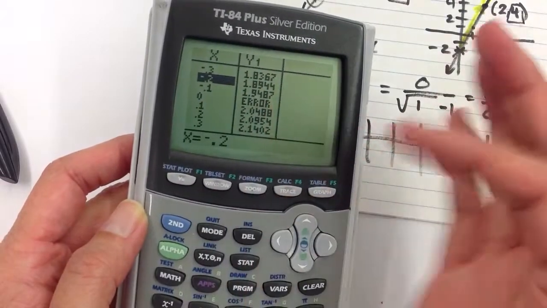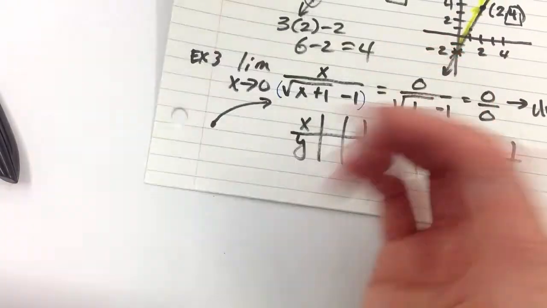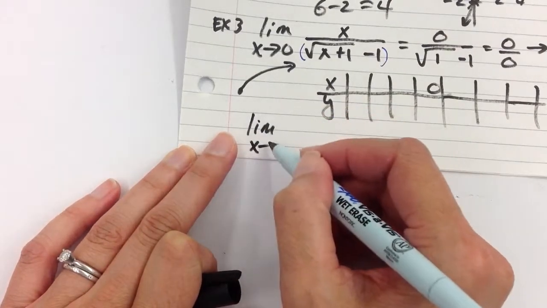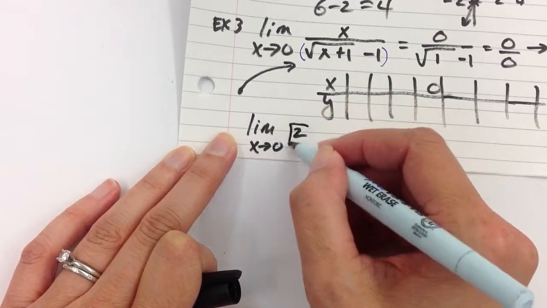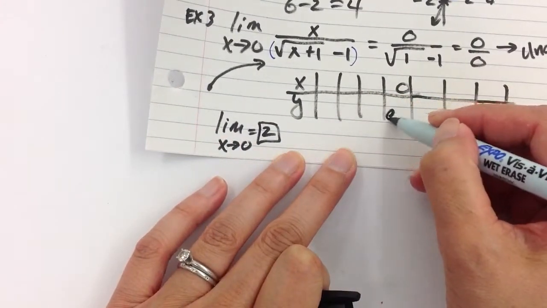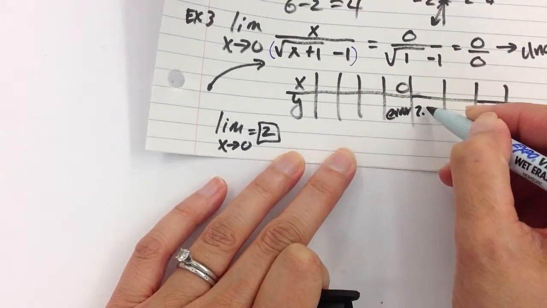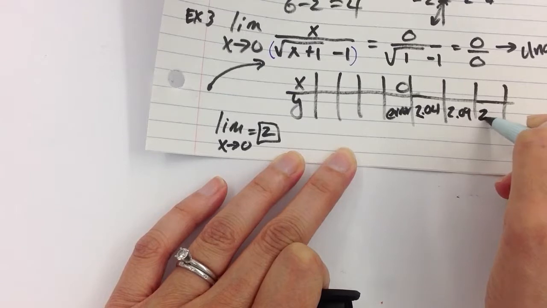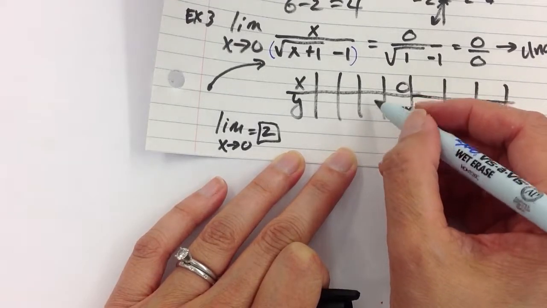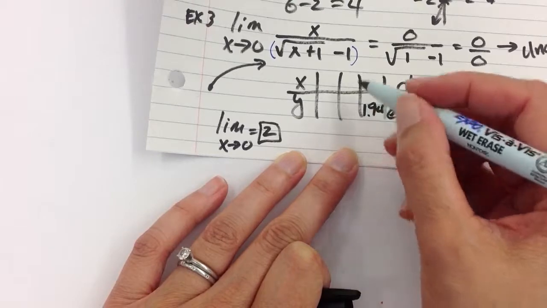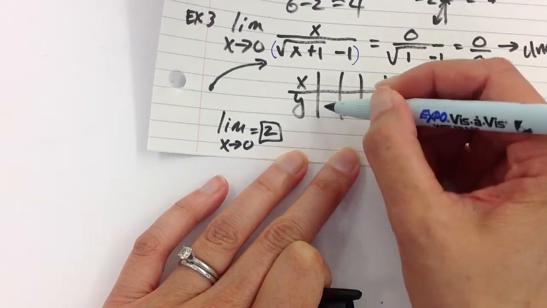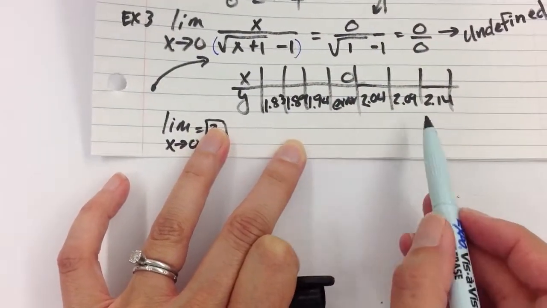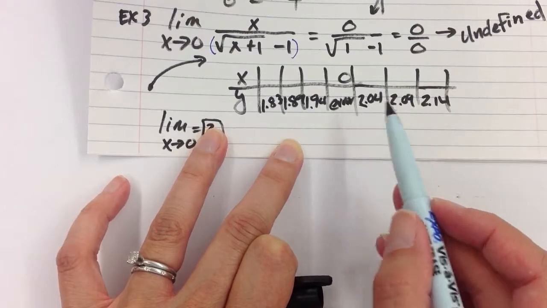So it should be a 2. If this continued in a logical manner, it would be 2, right? So that's why this limit, as x approaches 0, is 2. Okay? And so we get an error here, but we get 2.04 here, 2.09, 2.14. On the left of 0, we get 1.94, and then we get 1.89, and then 1.83. We can see that from the left side of the graph, it's approaching 2, and it's also approaching 2 from the right side of the graph.